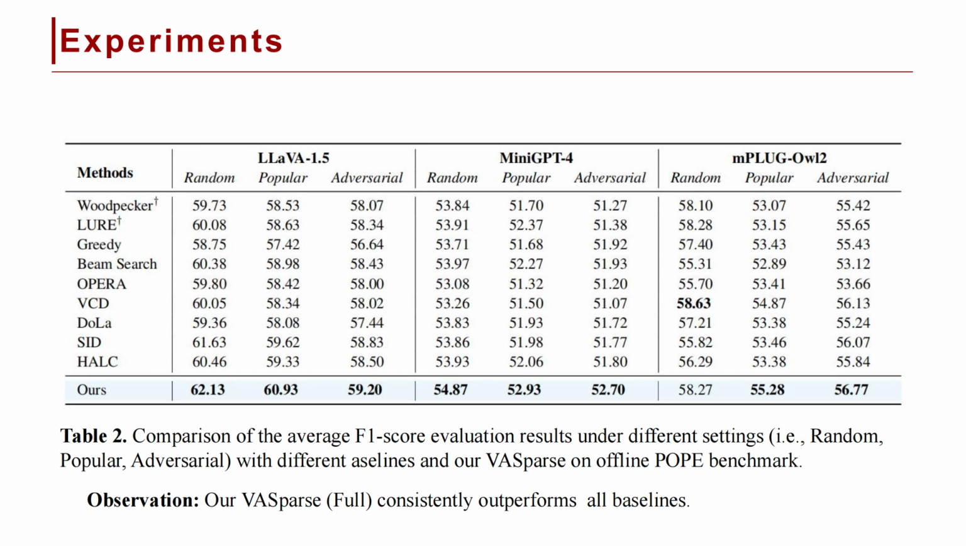On the POPE benchmark, we outperform all baselines in F1 score under random, popular, and adversarial settings. For example, we achieve an F1 score of 62.13 on LLaVA 1.5, surpassing HALC by 1.6 points. This consistency across benchmarks proves that our method is highly generalizable and effective in different scenarios.